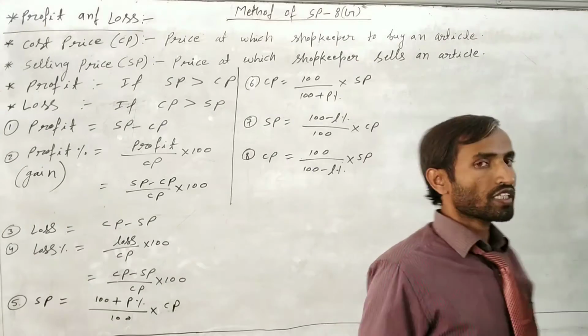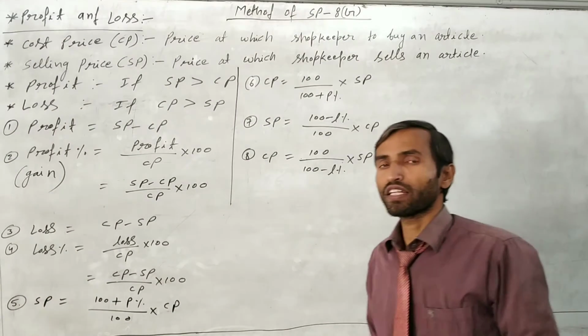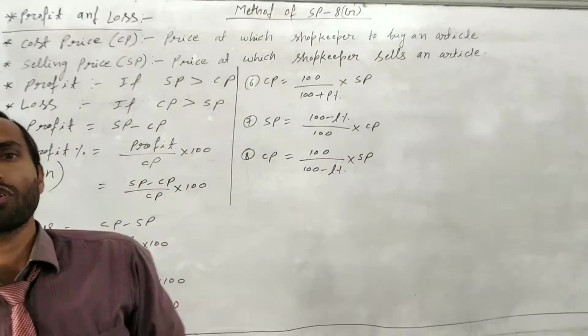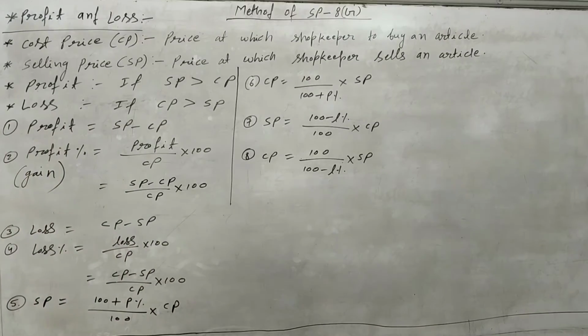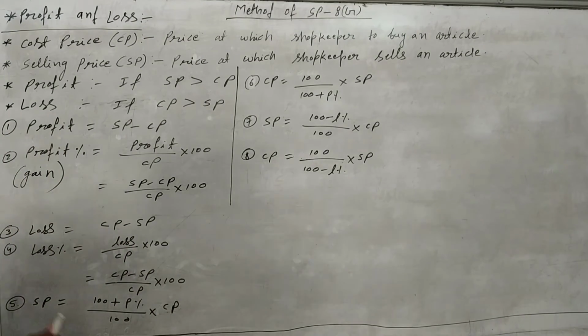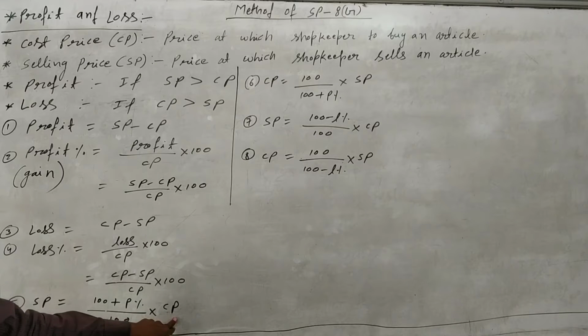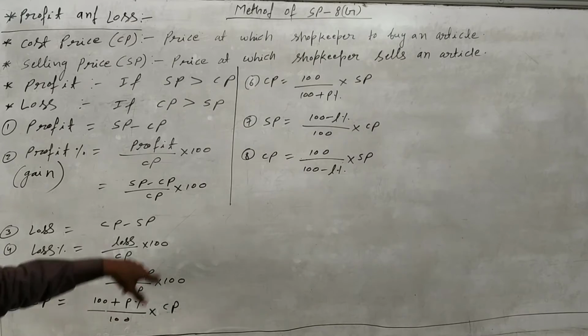Sometimes the question gives the profit percentage and the cost price, and we have to find the selling price. For that we will use this formula: SP equals 100 plus profit percent upon 100 into CP, cost price. Here P percent is the profit percent or gain percent.